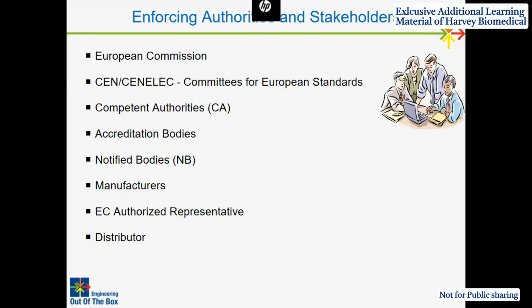Coming to here, the European Commission is the main member of the regulation, and the CENELEC committee for European standards. The standards means now ISO, as I told, International Organization for Standardization, or IEC, International Electrotechnical Commission. Okay, these two types of standards will be there: IEC, ISO, EN. So many standards will be there, but all should come from the ISO standards only. But some of the standards are harmonized by the European Commission, then they are called CENELEC.